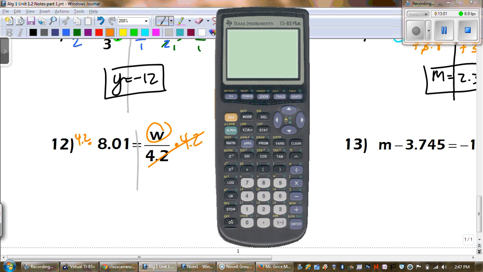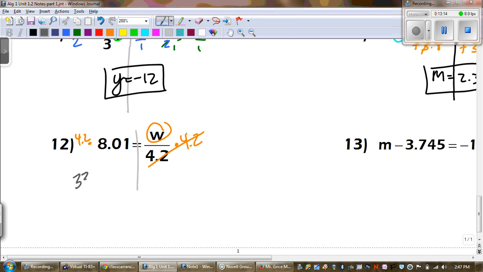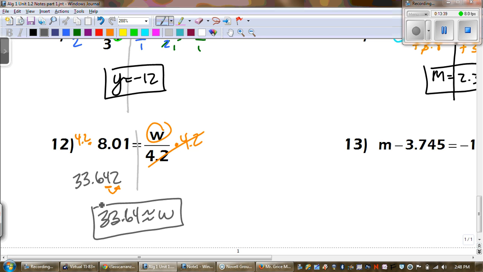All right, let's get it going. Come on, you can do it. So I've got 4.2 times 8.01. And I get 33.642. So they want me to round to the hundredths place, which is the 4. So I need to look at my next number. Since it's 2, I can't round it up, so it stays the same. So when we round, we use our little squiggly lines to show that. So we get 33.64.